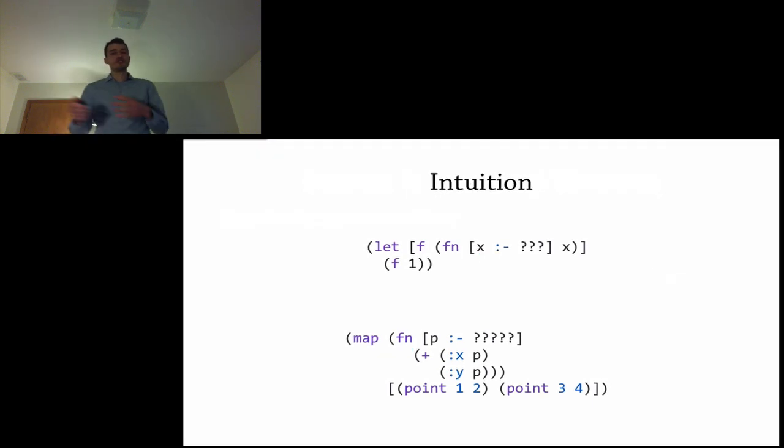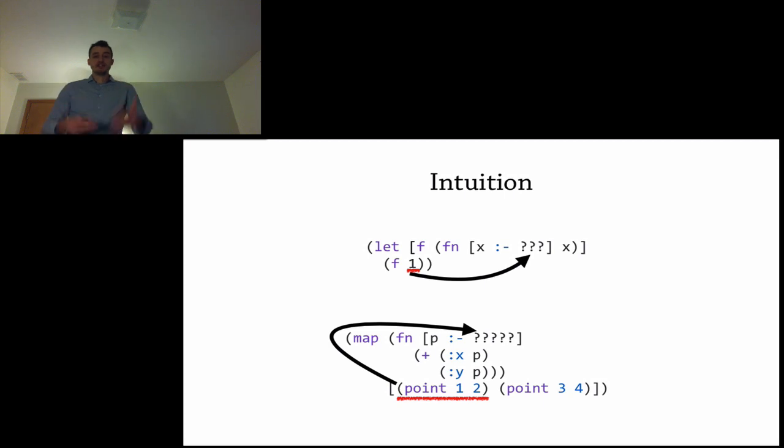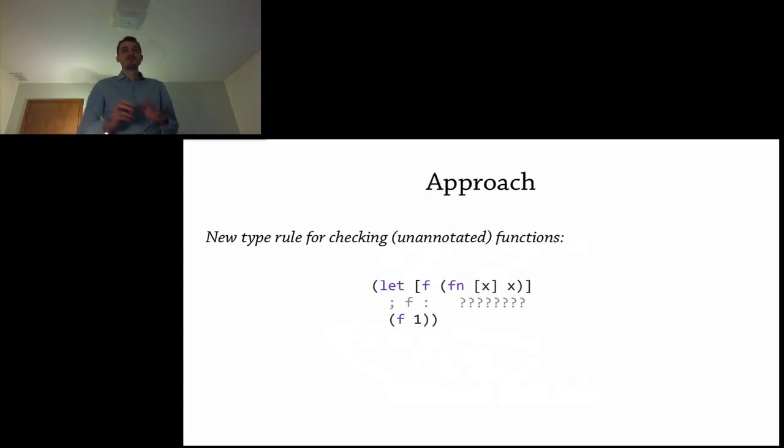So the intuition to getting around this using symbolic execution is that there's actually a lot of information about the type of X and P adjacent to it. So for example, for X, the type of the argument of F is an int, and this tells us what the int is. And point is actually adjacent, it's in the same argument list. There are 2 points that show us that P is indeed a point. And the approach to realizing this intuition is to add a new typing rule for checking unannotated functions.